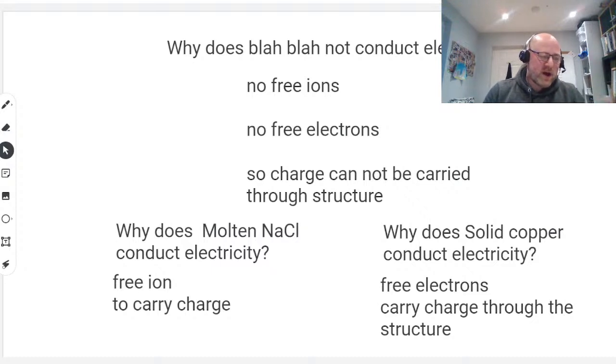Yeah, you need free ions or delocalized electrons, Lucas, but don't say both. It's one or the other. So if you're an ionic substance and you've been melted, you've got free ions. If you're a metal, if you're solid, solids that conduct electricity have free electrons. So make sure you say that.